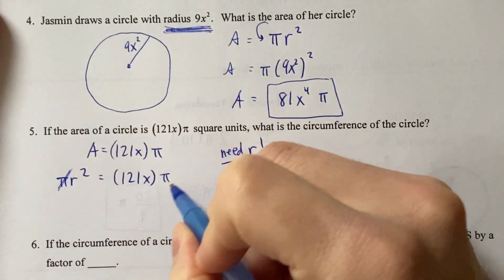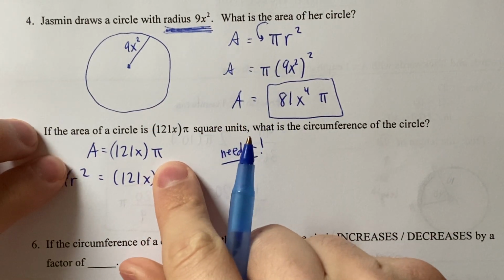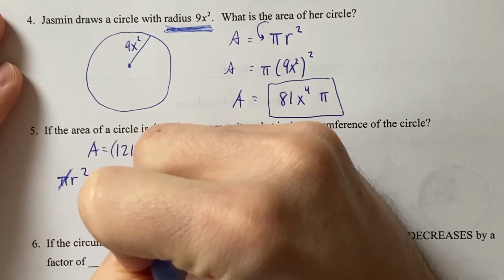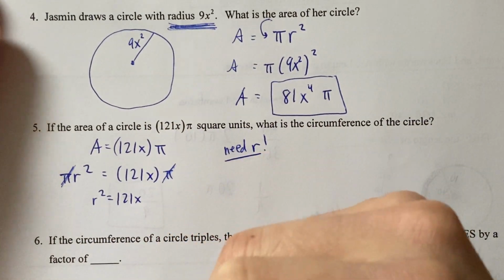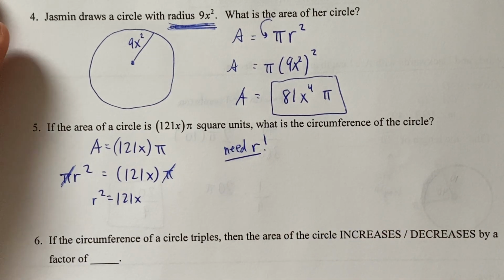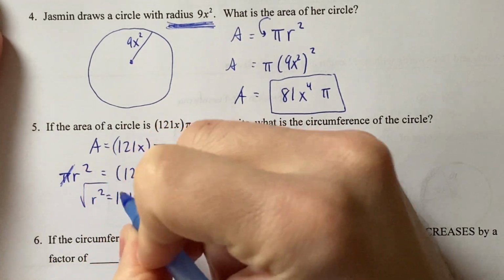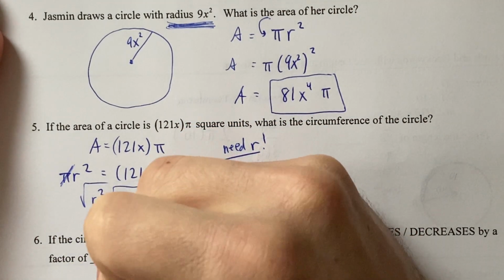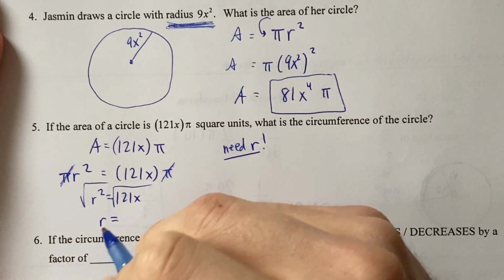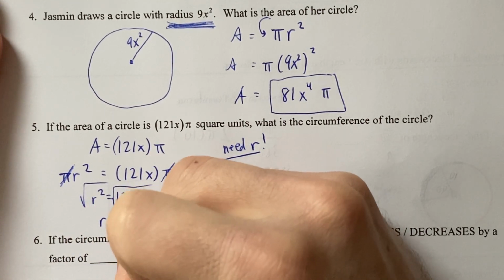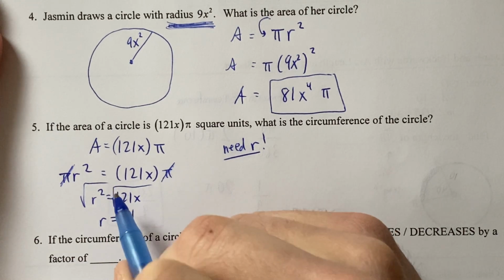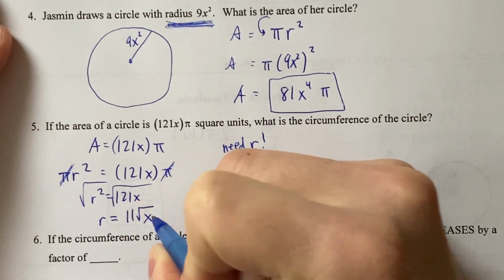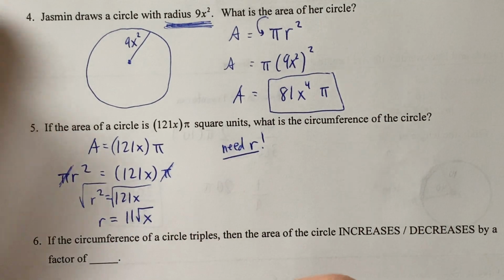The pi's cancel out because they're ugly. And look what I have. I have r squared equals 121x. So here's what you have to do to find r, and again, it ain't going to be cute. We're going to have to square root this side and square root this side. Again, don't tweak. Because if I square root both sides, I get r here. The square root of 121 is 11. And the square root of x, because x is still underneath the square root, you're just going to keep it as square root of x because it doesn't come out.